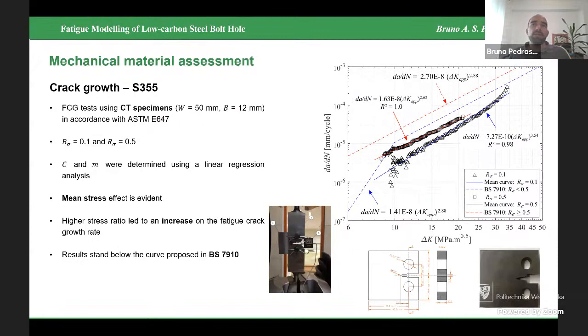Similar fatigue crack growth tests were conducted for S355 CT specimens. In this case, one specimen was tested under stress ratio 0.1 and another for 0.5. The mean stress effect was even more evident for this material, as you can see in the graphic, and the parameters proposed in the British standard can be considered a conservative approach when compared to the experimental data.